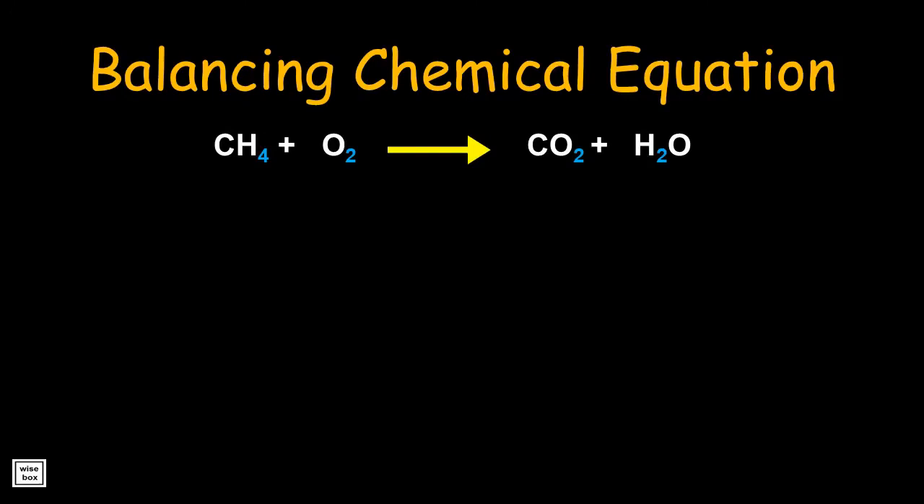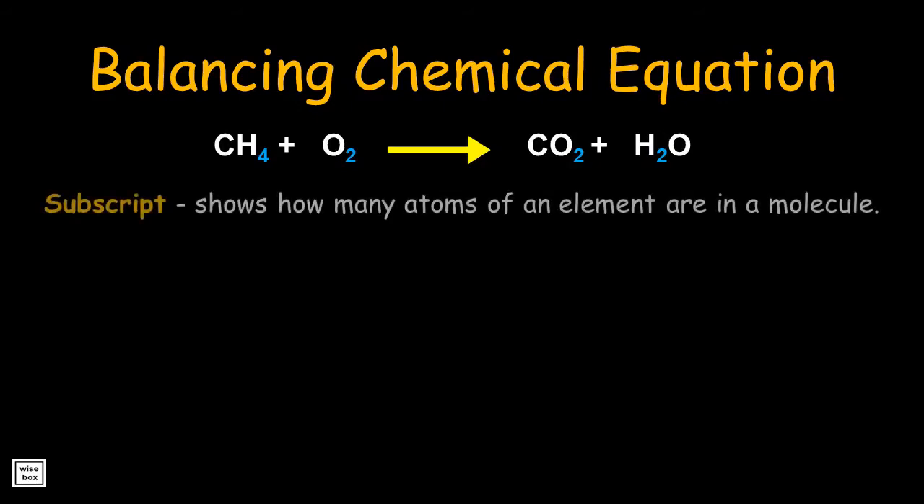To balance chemical equations, we need to understand how to count the atoms. First, the subscript. It shows how many atoms of an element are in a molecule. Let's consider the chemical reaction of burning of methane.